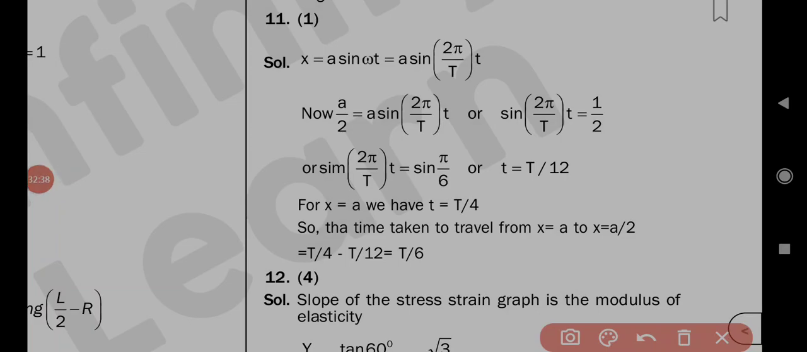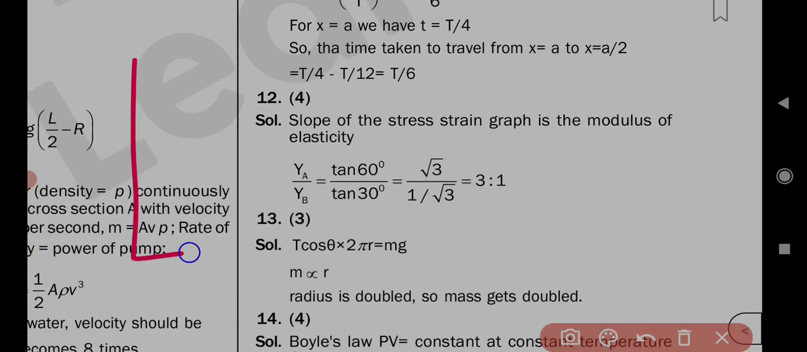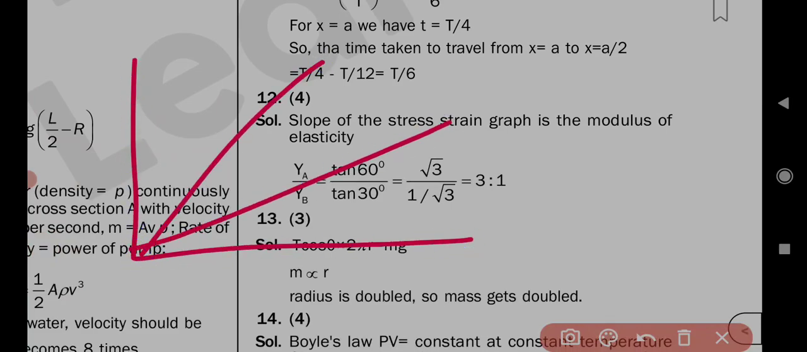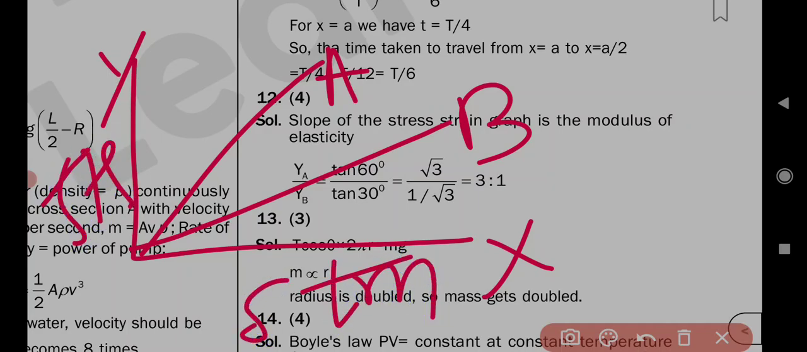Let's see the next question guys. The question is, the stress versus strain graph of wires of two materials A and B are shown in the figure. If Ya and Yb are the Young's modulus of the materials, then see the graph, I'll show you. The graph is like this, and this is A and this is B. This is X, this is Y, this is stress and this is strain. So this is 60 degrees and this is 30 degrees.